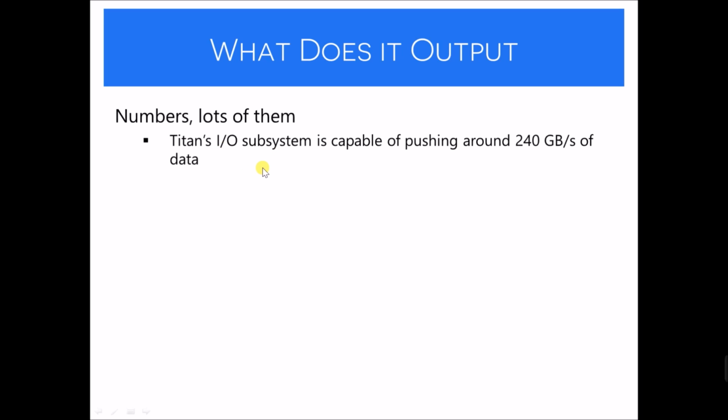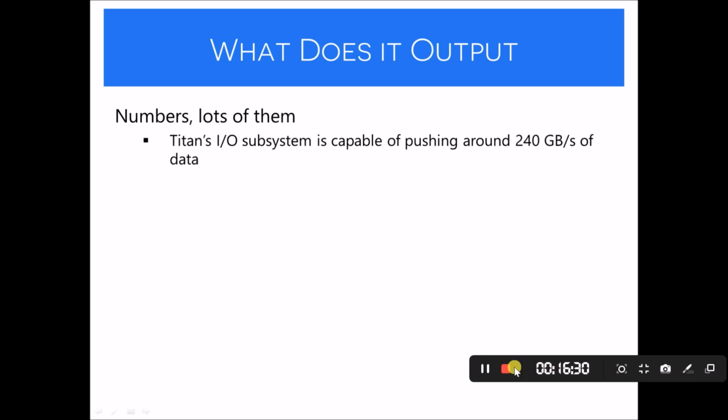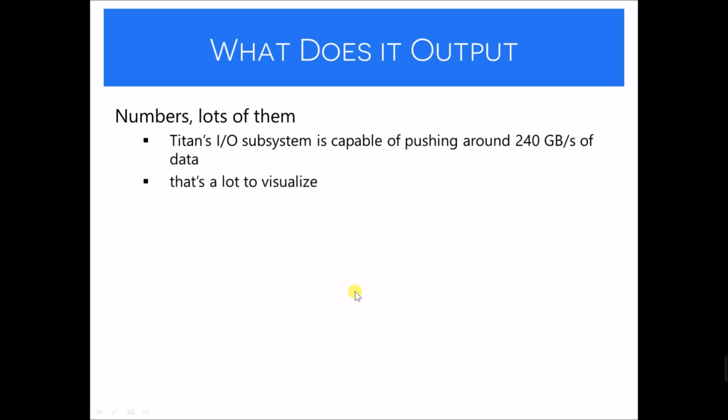This Titan I/O subsystem can push around 240 gigabytes of data per second, and that's a lot to visualize in real time. You want to see it, because maybe the simulation didn't go well. You want to detect that and then see what happens.